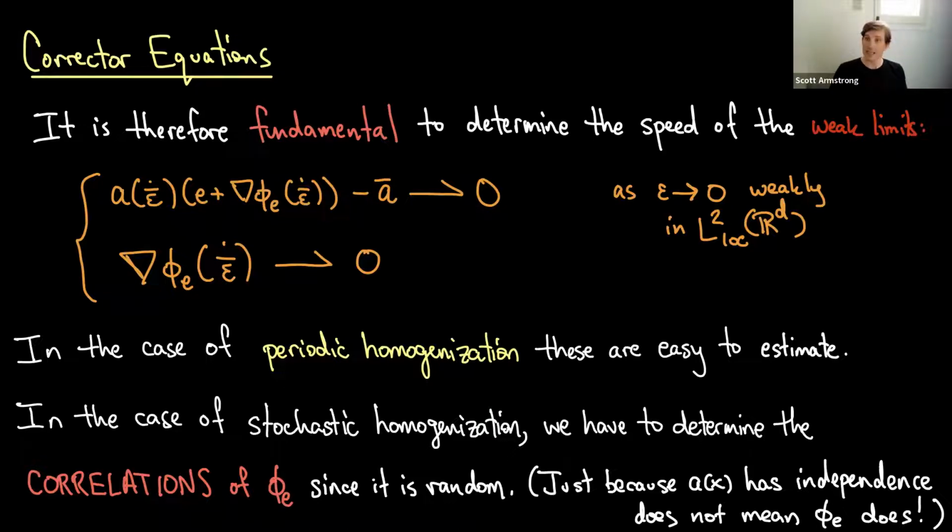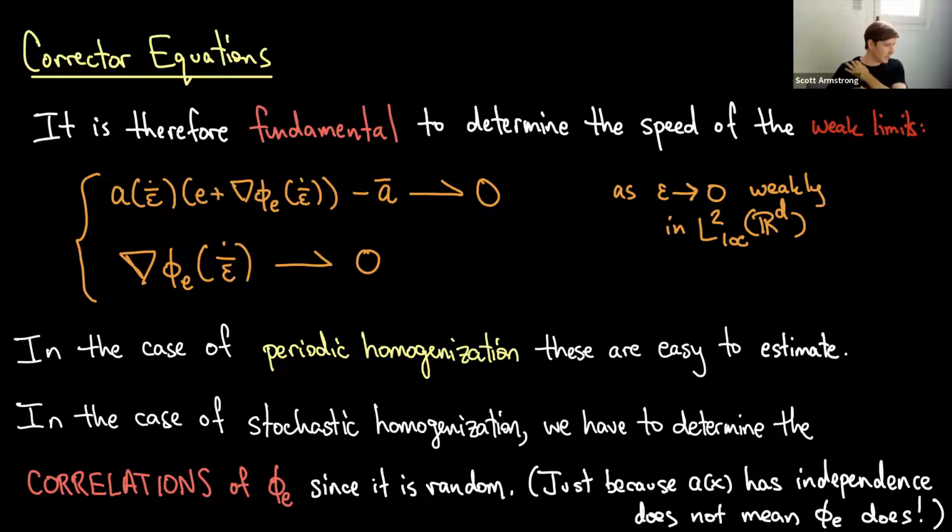In the stochastic case, you can pass information from the coefficients in the most kind of weakest way. So if you know the coefficients have ergodicity, then the correctors will have ergodicity. And that's how you prove qualitative homogenization. However, it's difficult to pass quantitative information.